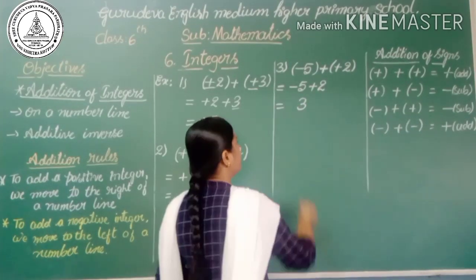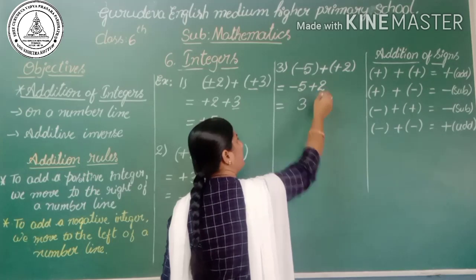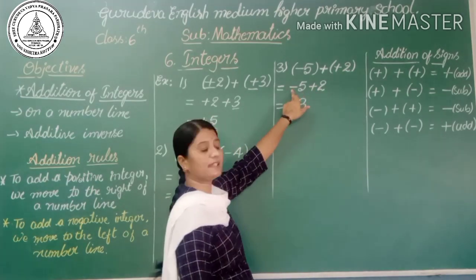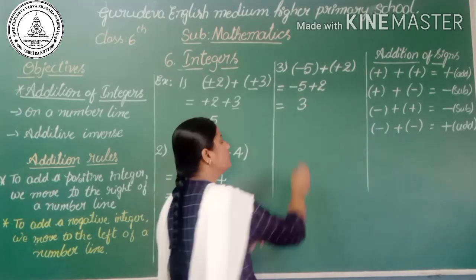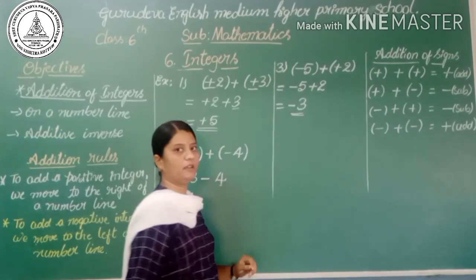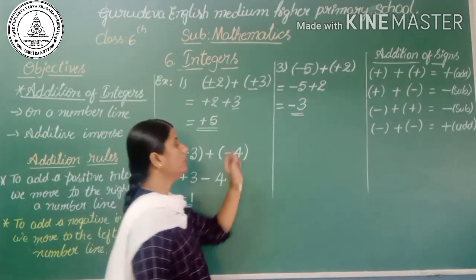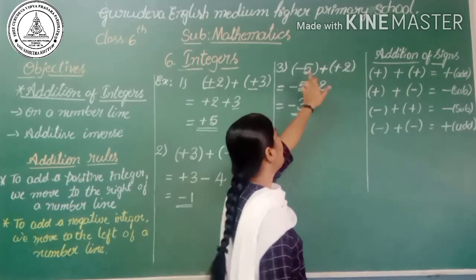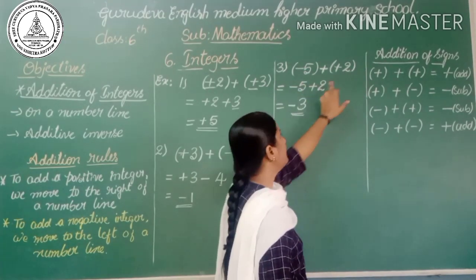Okay. So here 5 and 2, which is the greater value? 5 has a greater value and that has a negative sign. So we have to keep it in the prefix of the difference. Okay. Once again I will tell you. So first -5 plus 2. Right. So first write the -5 and +2.